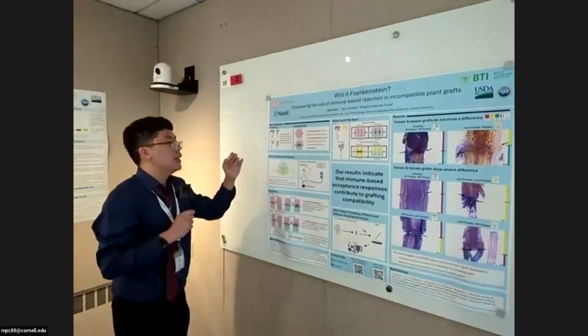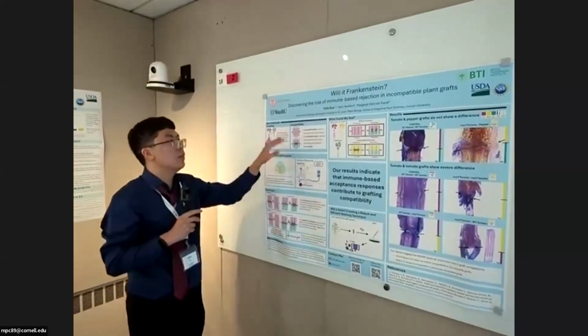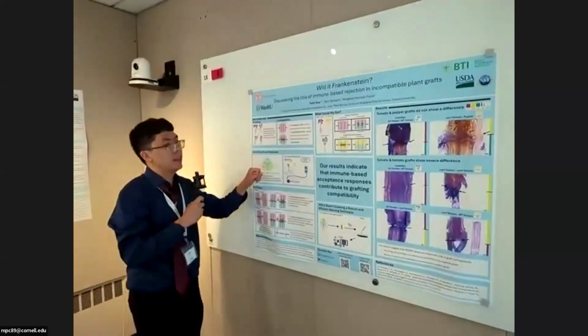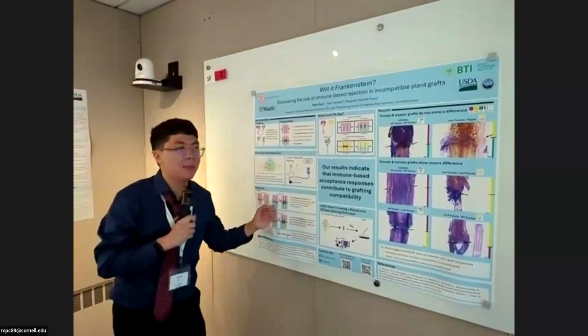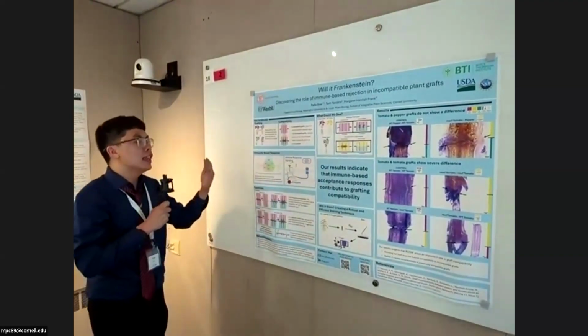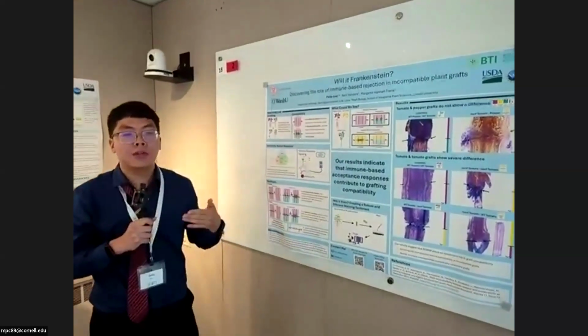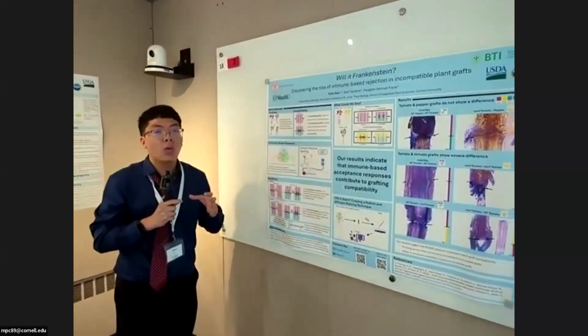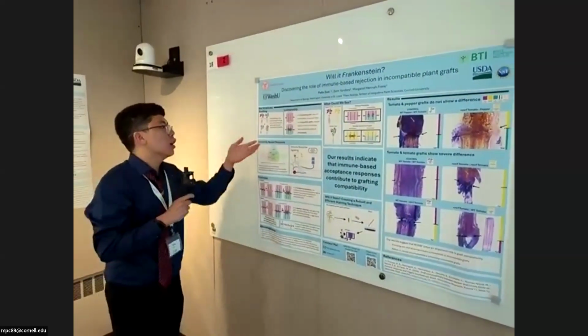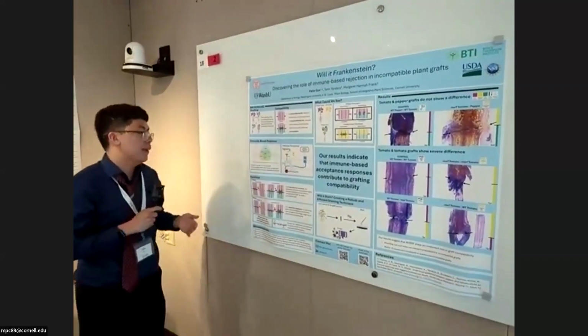Now, in order for a graft to be successful, the vascular tissue between the root and the shoot must connect with each other. This is known as a compatible graft. And when this doesn't connect, this is known as an incompatible graft. Currently, we don't really know many of the causes of graft incompatibility.